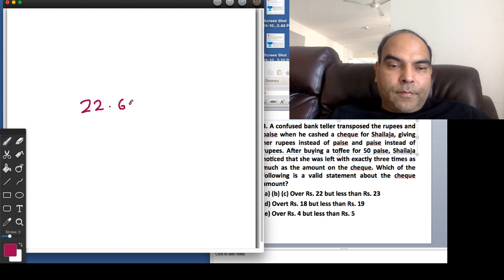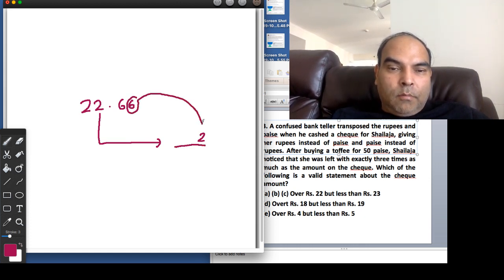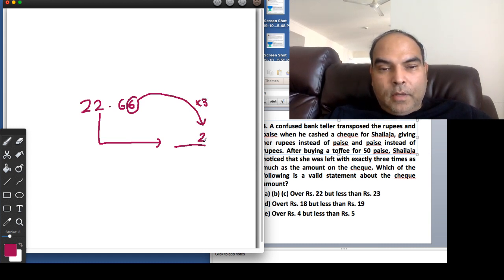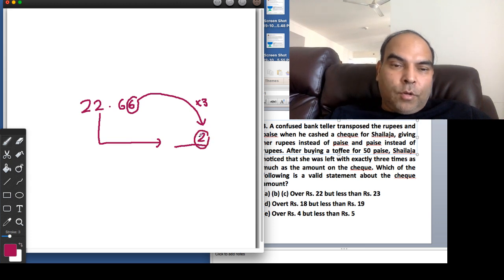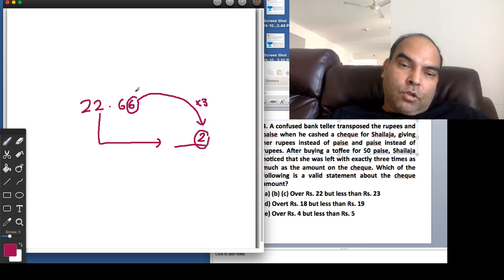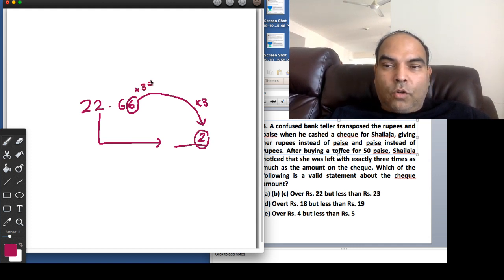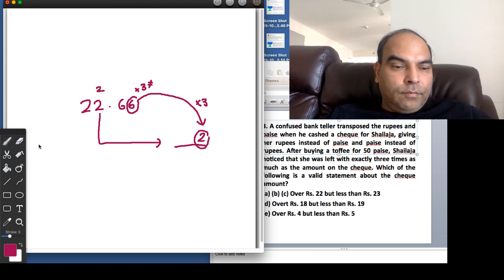Remember, this 2 will give us the unit digit of the answer, and this 6 multiplied by 3 will give me the unit digit of the answer. So since the answer has to be same, the value of the unit digit through both routes should converge. So 22 to 66, when you can see that 26 into 3 is not going to give me 2. Right?